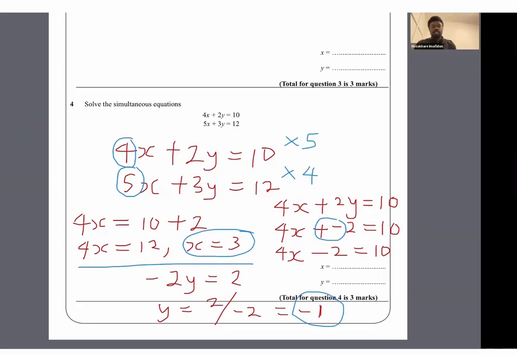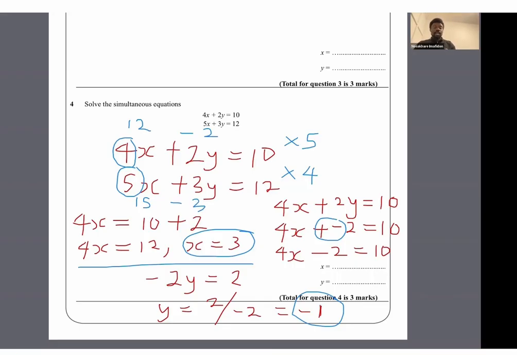If you test it on the 2 equations, let's test it on equation 1. Your 4x is 4 times 3, that is 12. 2 times minus 1 is minus 2. Of course, 12 minus 2 is always going to be 10. If you test it in equation 2, 5 times x, that's 5 times 3, that's 15. Then 3 times minus 1 is minus 3. And 15 minus 3 also is 12.